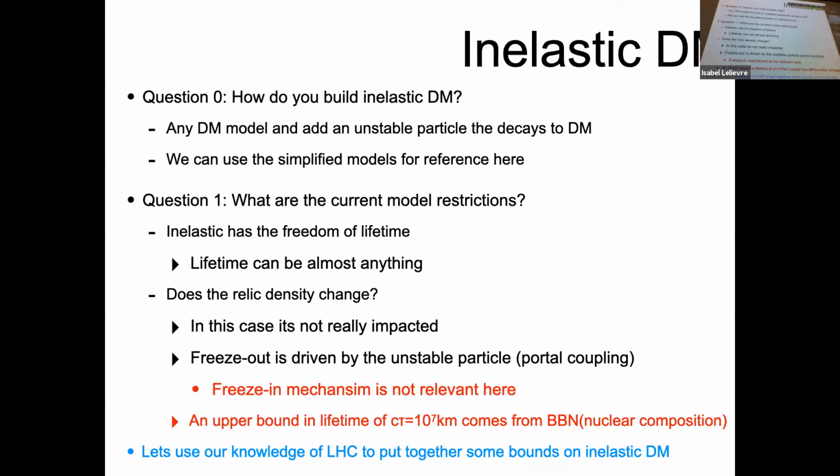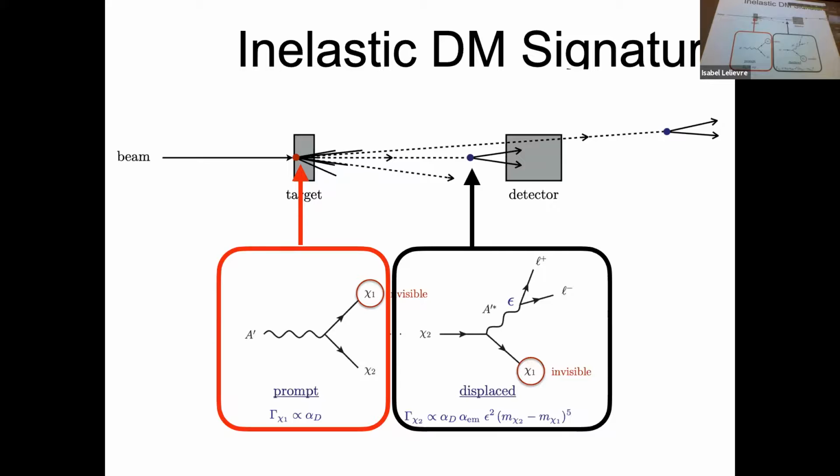So let's use our knowledge of the LHC. I'll just mention this, but I'm not going to talk about it. I'm going to look at the LHC, but you can do this with the beam dump experiment as well, where you can have a beam and make a long-lived particle. So you can have a dark photon decay to an unstable particle, and then this unstable particle then decays. Right, so you can do this with a beam dump, but you can also do this with the LHC.